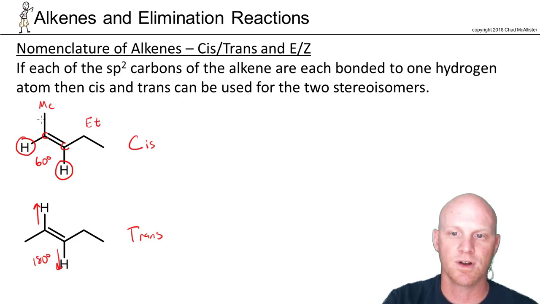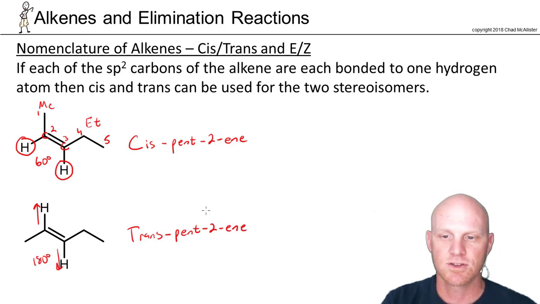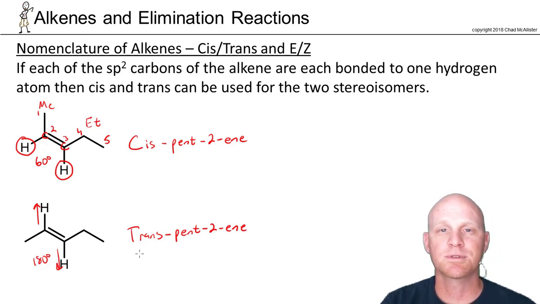In this case, we'd number it left to right, 1, 2, 3, 4, 5, and so this is 2-pentene or pent-2-ene. I'll use the latter in this case. So pent-2-ene or trans-pent-2-ene. So even if both sides don't have the same two groups, as long as each side has exactly one hydrogen, we can use the relationship of those hydrogens to designate the two compounds as cis or trans.